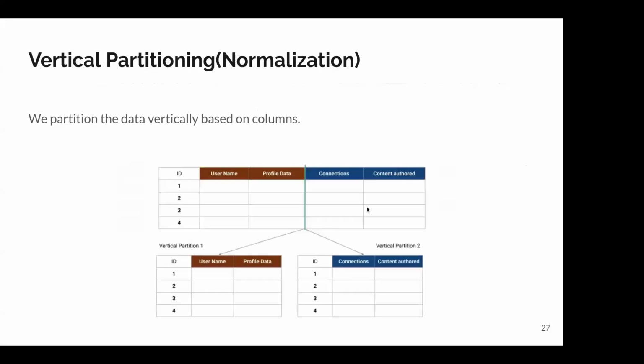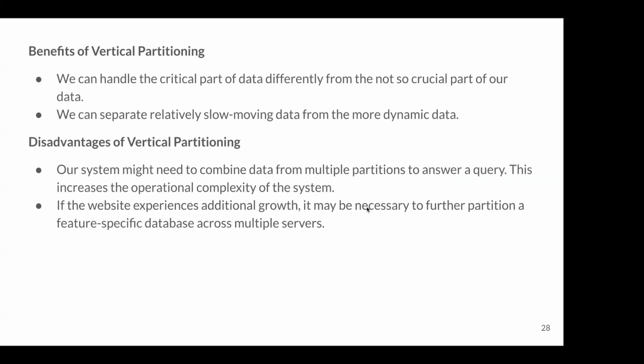Yeah, the next point is, whenever there is additional growth, it might need further partitioning. So you will keep on looking for parameters, or columns, to split. That is one kind of vertical partitioning disadvantage.